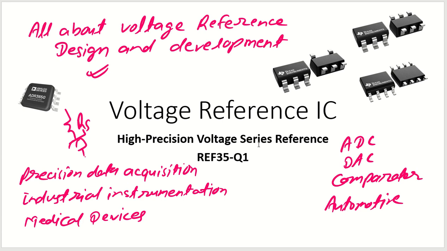So there are two types that we have already studied. One is shunt type, one is series type. Shunt type we have seen in our previous sessions, previous workshops. Now we'll see the series type. So what we will do is we'll try to take one example.